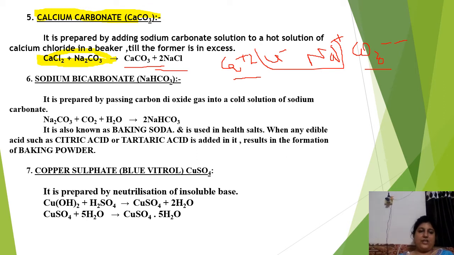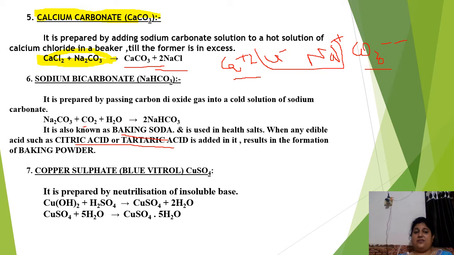The next compound is sodium bicarbonate. Sodium bicarbonate means NaHCO3. It is also known as baking soda, which we use at home. That is baking powder. It is formed when we add any edible acid in baking soda such as citric acid or tartaric acid, which is highly used in the cooking industry for fermentation.